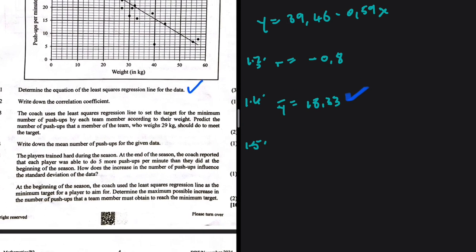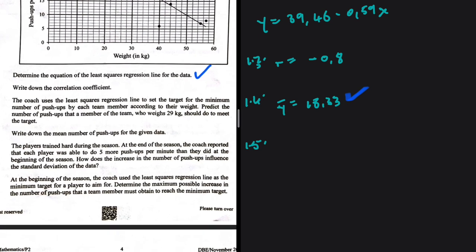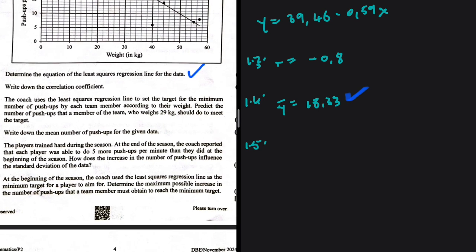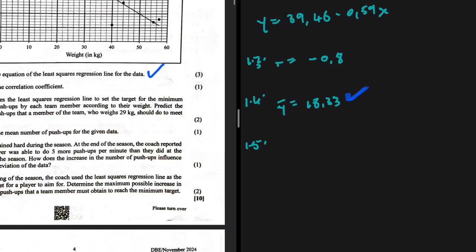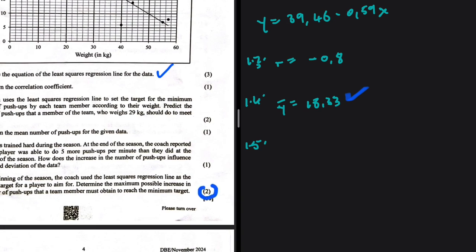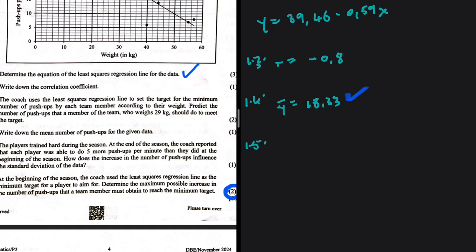And then 1.6, I want you to let me know in the comments. At the beginning of the season, the coach used the least squares regression line as the minimum target for a player to aim for. Determine the maximum possible increase in the number of push-ups that a team member must obtain to reach the minimum target. Right, so that is for 2 marks. Let me know in the comments, how do you approach this question?